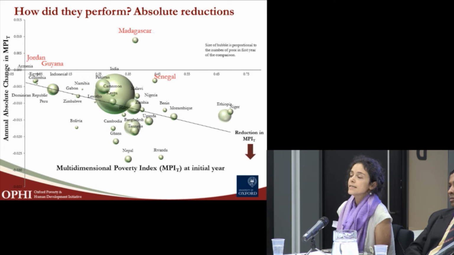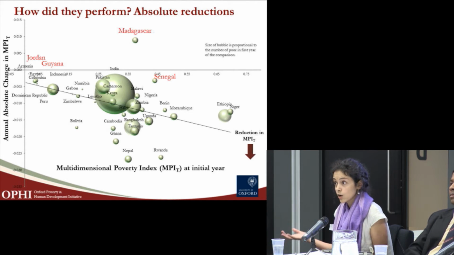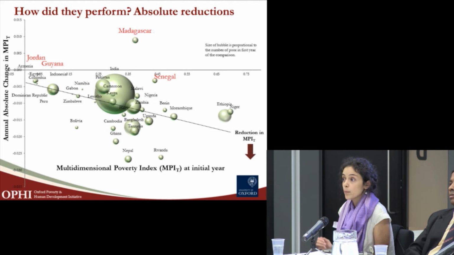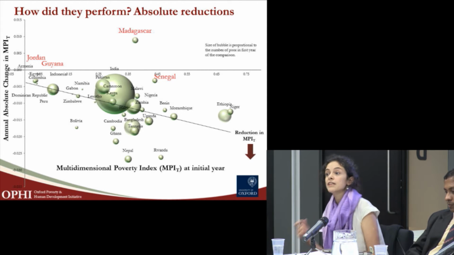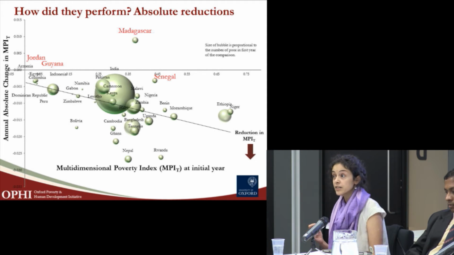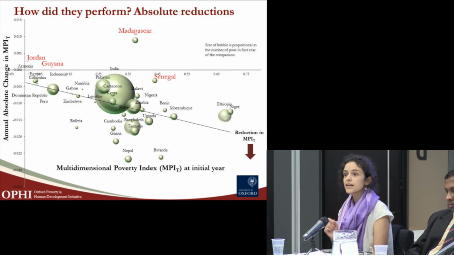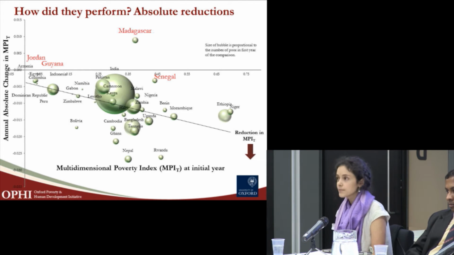This figure you are seeing, in the horizontal axis, we have the MPI in the first year of the comparison. So countries more to your right will be poorest at the beginning of the comparison. You can see Niger and Ethiopia in the extreme. On the vertical axis, you have the change per year, the absolute change in MPI per year. So you can see that in the bottom, it's the countries who performed best.